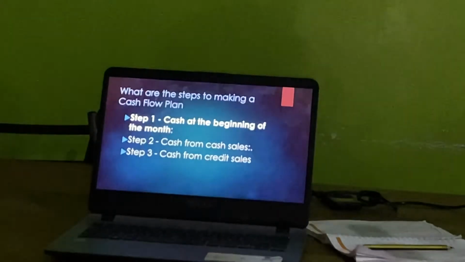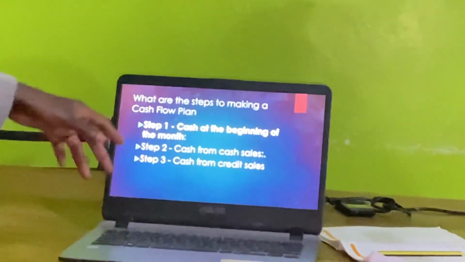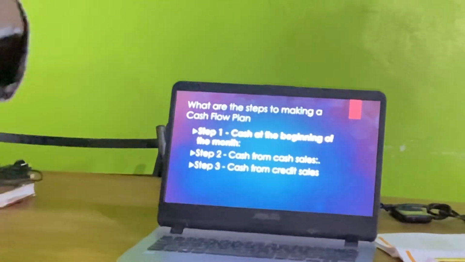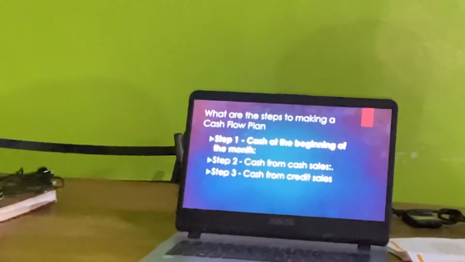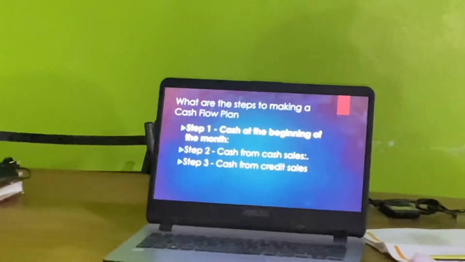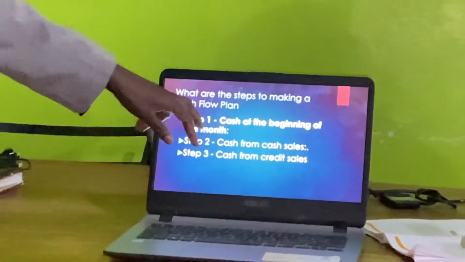Okay, so that's where we were at in our presentation. And we want to look at how there are actually 12 steps towards the cash flow plan. So the first step is the cash at the beginning of the month. You need to know what cash you have at the beginning of the month, all right?